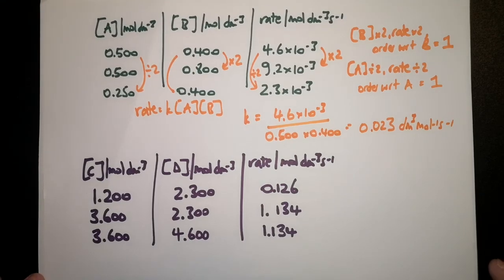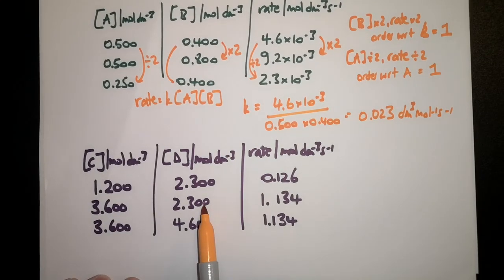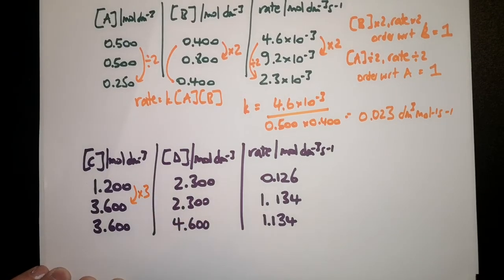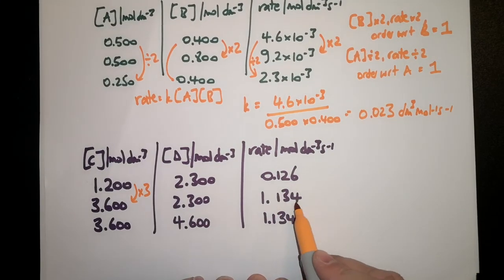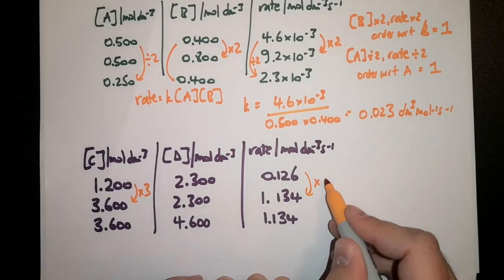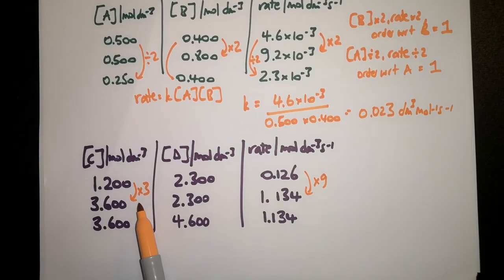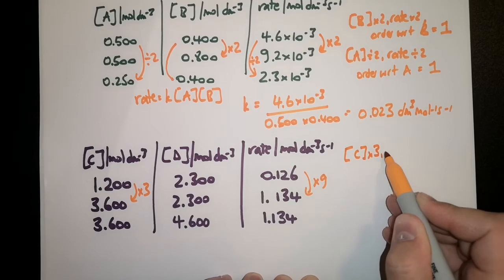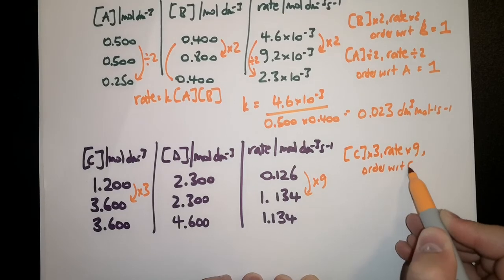Okay, second one. Concentration of D has remained constant between experiments 1 and 2, but the concentration of C has tripled. Let's have a look at what's happened to the rate. If you do 1.134 divided by 0.126, you should get that the rate has multiplied by 9. Well, 9 is the square of 3. So that means C is a second order reagent. So concentration of C multiplies by 3, rate multiplies by 9, order with respect to C equals 2.